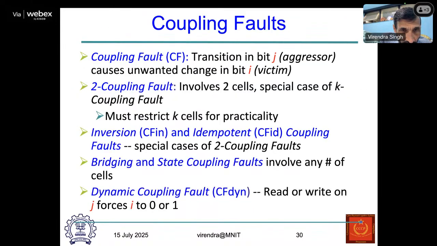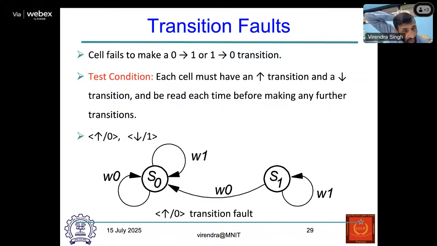But it covers some of the transition faults. Which transition faults can it cover? I can ascertain that this has value 0, this has value 1, and after writing the value 0, I am able to create this transition W1. After creation of the W1 transition, I can also observe the state at the end.